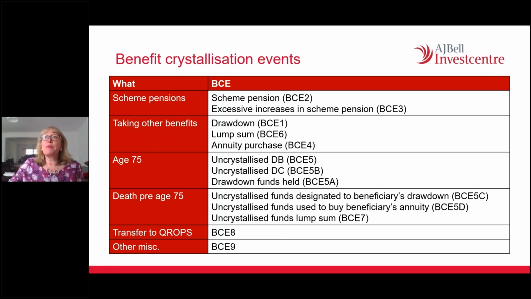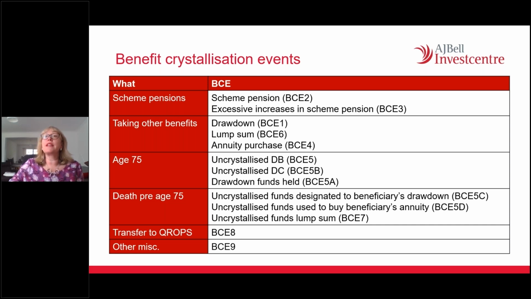There was a worry that people would just try to get around the benefit crystallization event test by not taking benefits at all. So for that case, there is a test at age 75 just to stop that. So there are 2 tests for defined benefit and defined contribution pensions that have not yet been taken. But there is also a test for drawdown at age 75, and I'm going to cover that in the next slide.